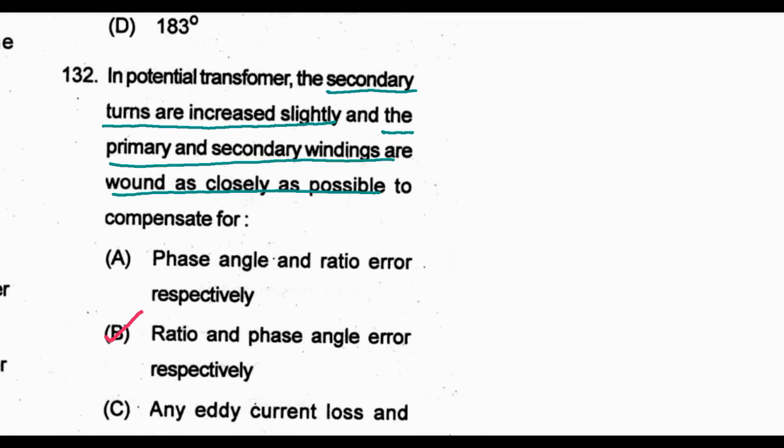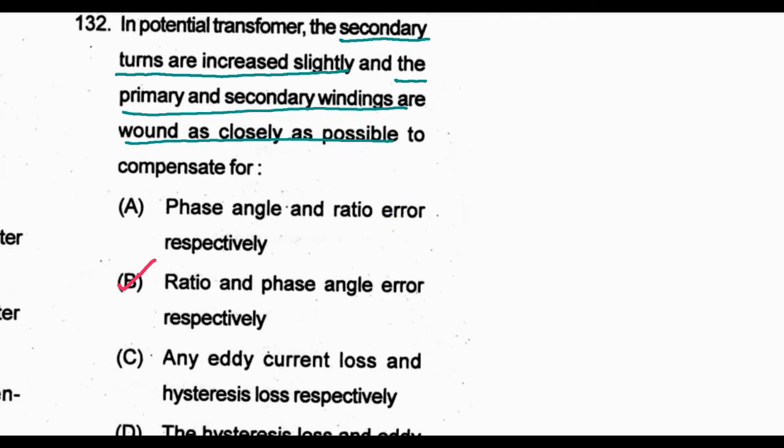So these two things are done for what purpose? First, the secondary turns are increased slightly, and second, the primary and secondary windings are wound as closely as possible. For what cause? The first thing, that is, the secondary turns are increased slightly, is to compensate the ratio error, and the second one, that is, we wind the primary and secondary as closely as possible, is to compensate the phase angle error.